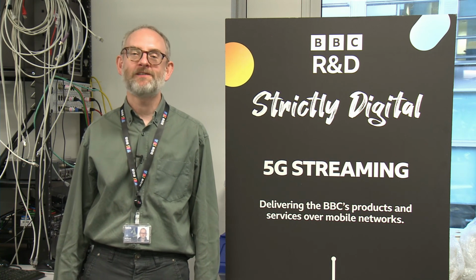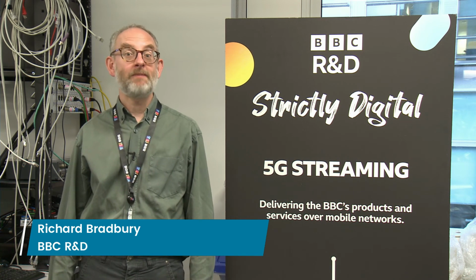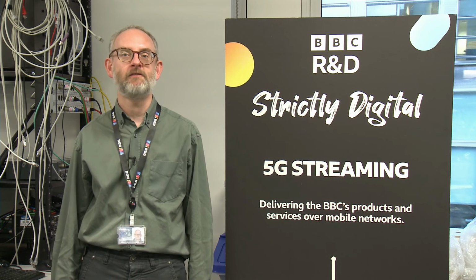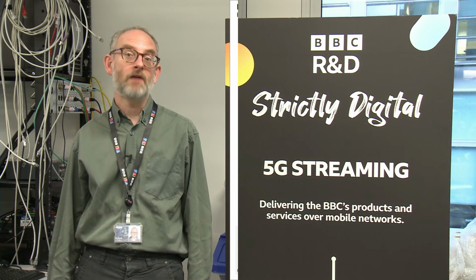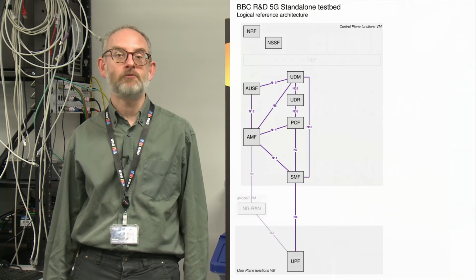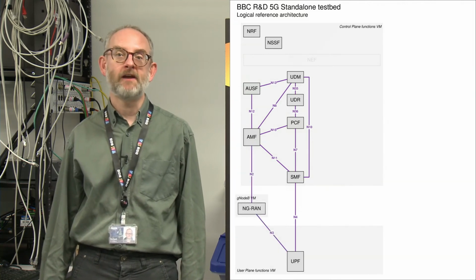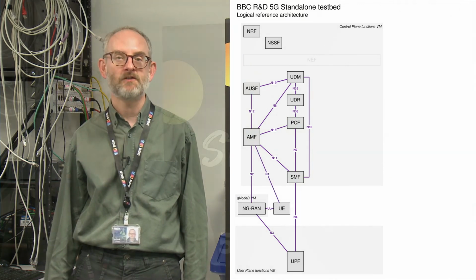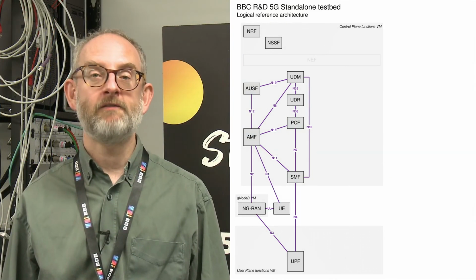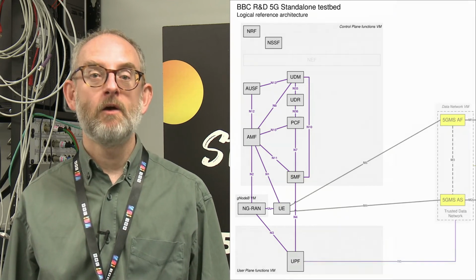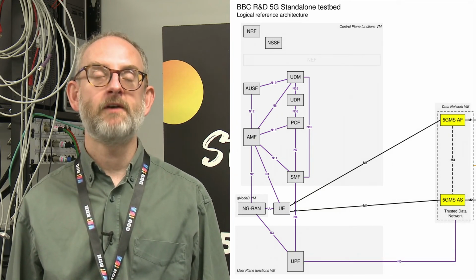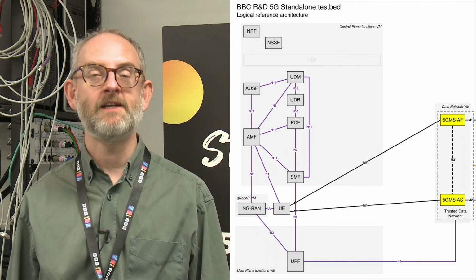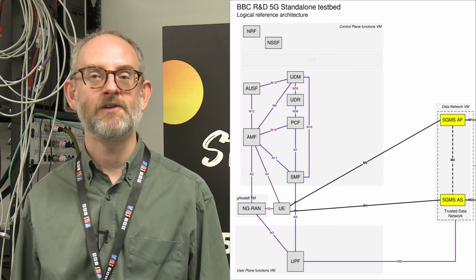Welcome to BBC R&D Signal Processing Lab in London. For the past few months, we've been building a 5G standalone testbed to experiment with advanced features of the 5G system. We've built a cloud-based 5G core and a 5G cloud RAN, and we're using software-based radio technology to act as a 5G base station that off-the-shelf mobile handsets connect to. Working as part of the 5G-MAG reference tools initiative, we've also started developing reference implementations of 3GPP's application server and application function for 5G media streaming, and we're going to demonstrate that to you today.